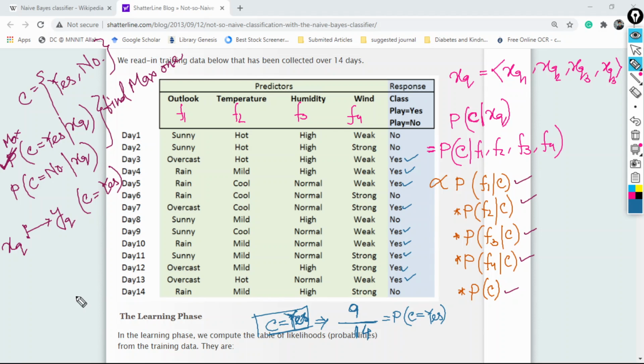Similarly, you can easily find the probability of c equals no. What will the probability be? It will be 5 by 14, because we have a total of 14 points, and among these 14, only 9 are yes, and the rest 5 points will be no. I think this is clear to all of you.